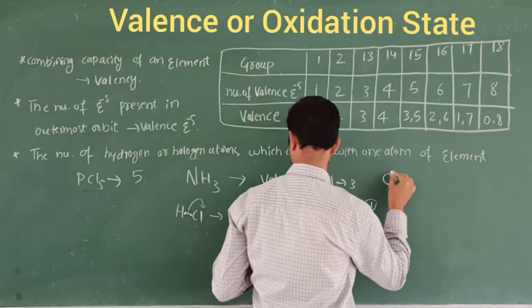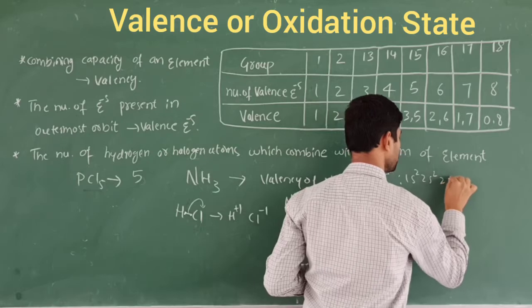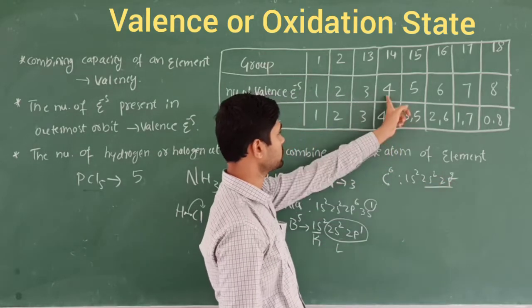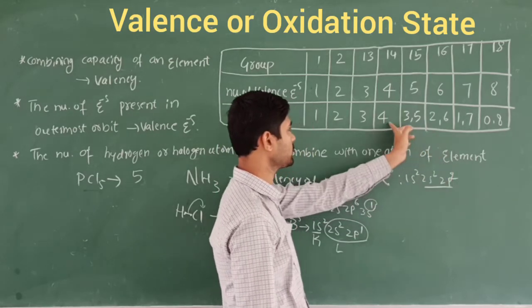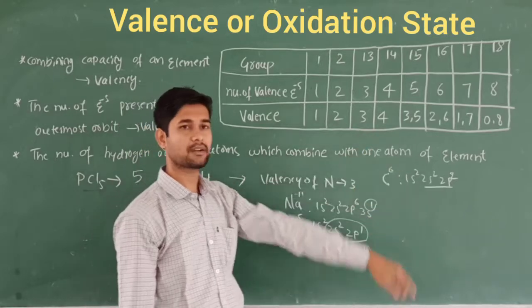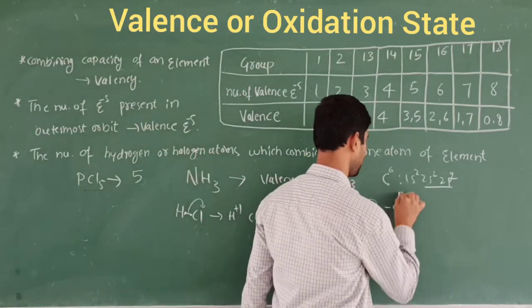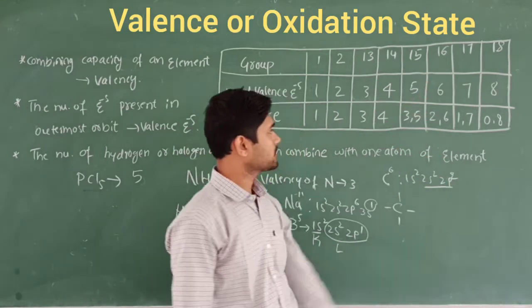Carbon will be 6: 1s2, 2s2, 2p2. Its outermost electron configuration will be 4, and it is ready to lose all the 4 electrons to show valency. Carbon is 4. That's why carbon is always called tetravalent. Tetravalency means, so like this. This is called tetravalency.